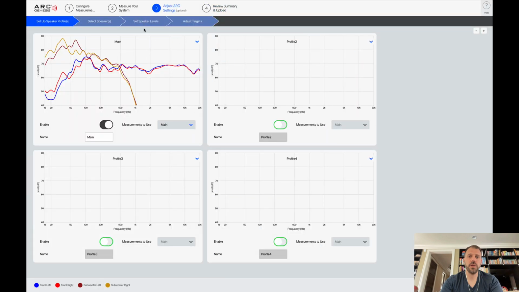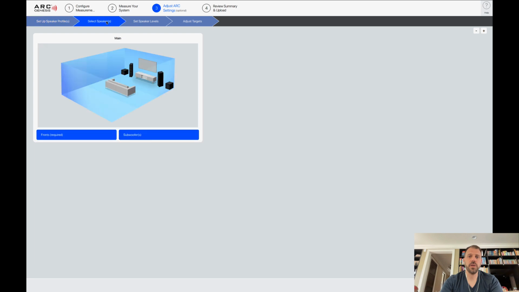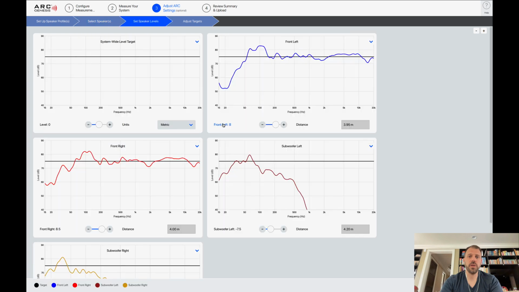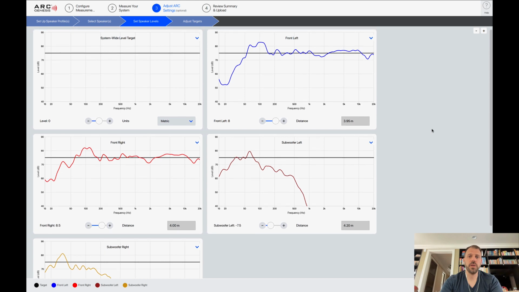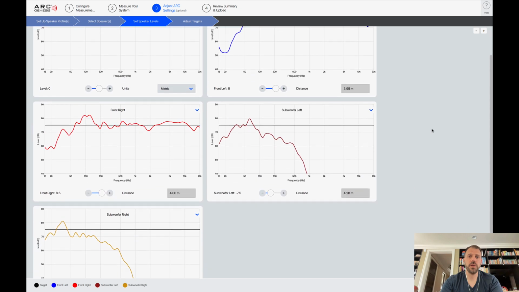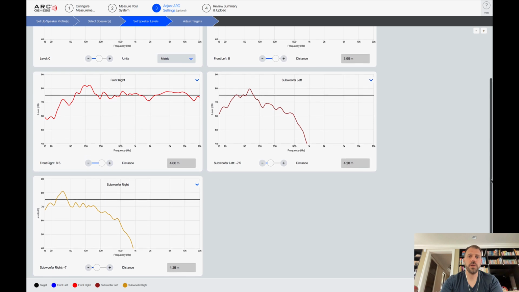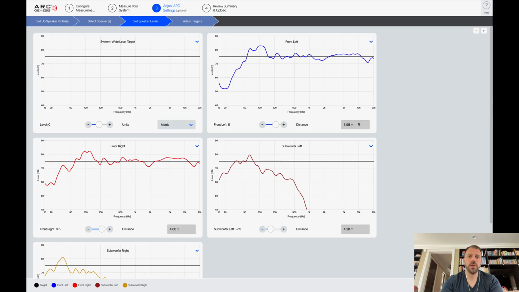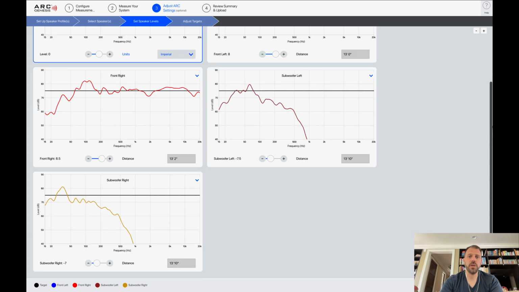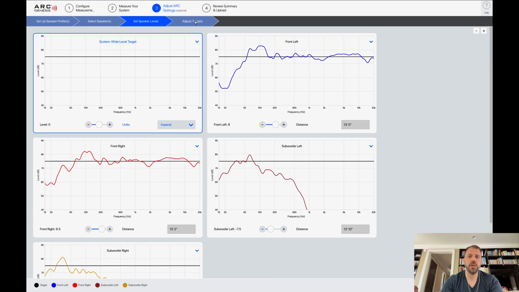So if we look at the settings themselves, again, I'm using just one profile. I called it main, and it does include all of my speakers. Here are the trims that Anthem ARC was applying, plus 8 dB to the left speaker, 8.5 dB to the right speaker, and in this view anyway, pulling down on the subwoofers a bit, and you can see it calculating the distances there. If I change this to Imperial, 13 feet 10, 13 feet 2, 13, calculating the auto delay.